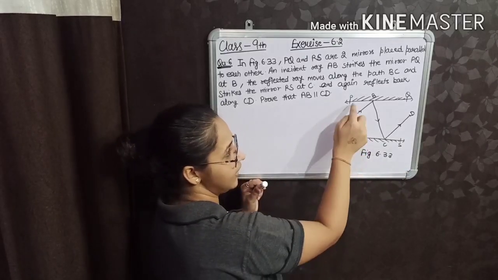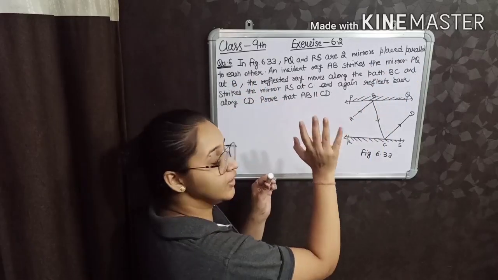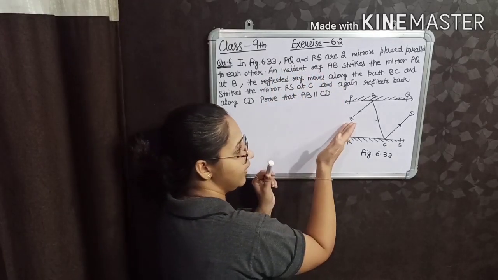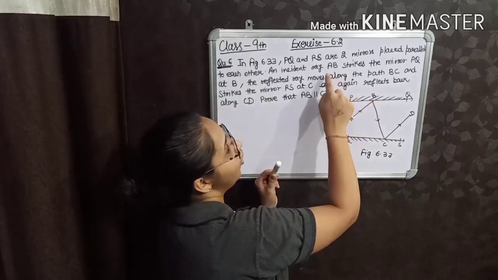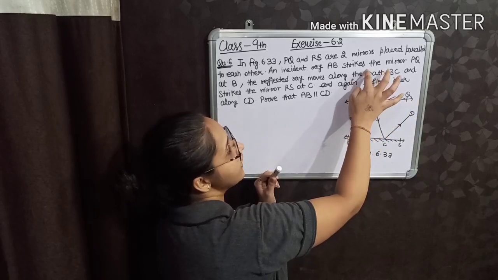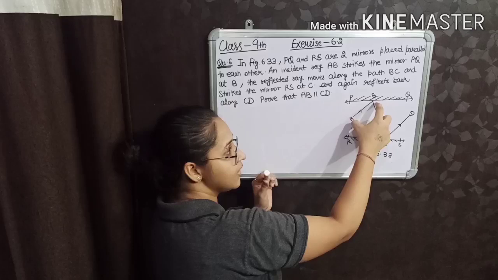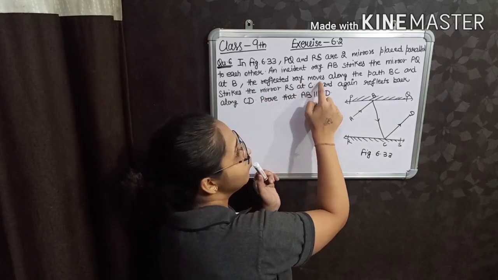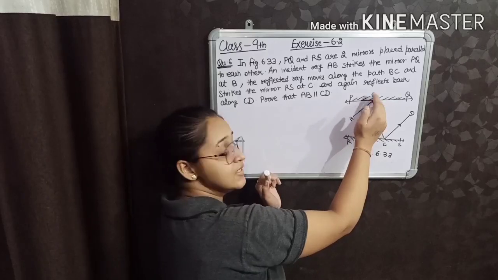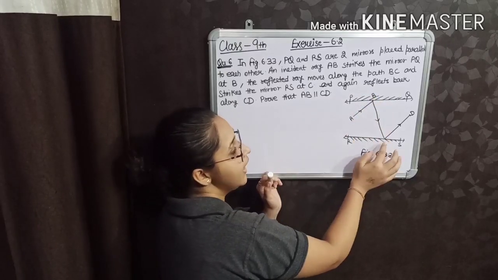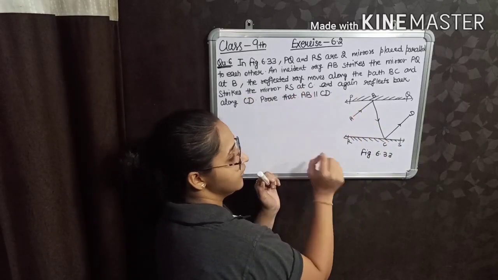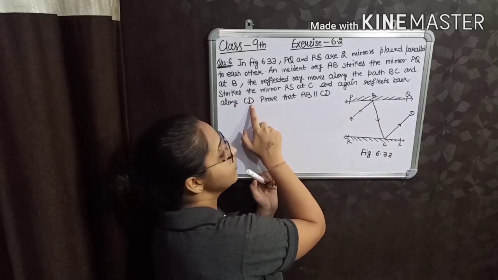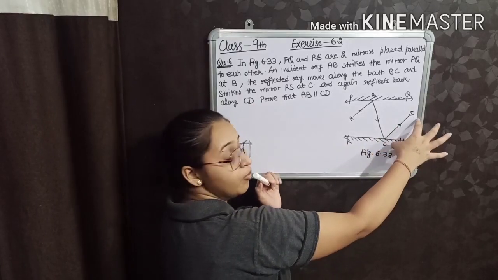PQ and RS are two mirrors placed parallel to each other. It means PQ and RS are two parallel lines. An incident ray AB strikes the mirror PQ at point B. The reflected ray moves along the path BC and strikes the mirror RS at point C. Then again it reflects back along the path CD.